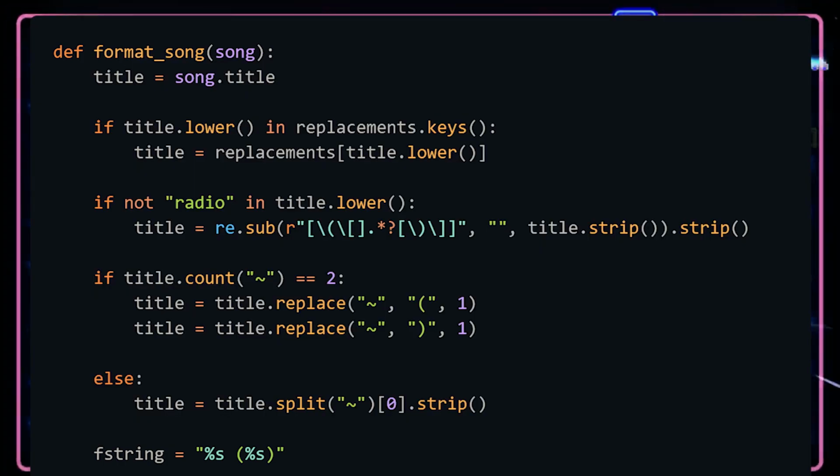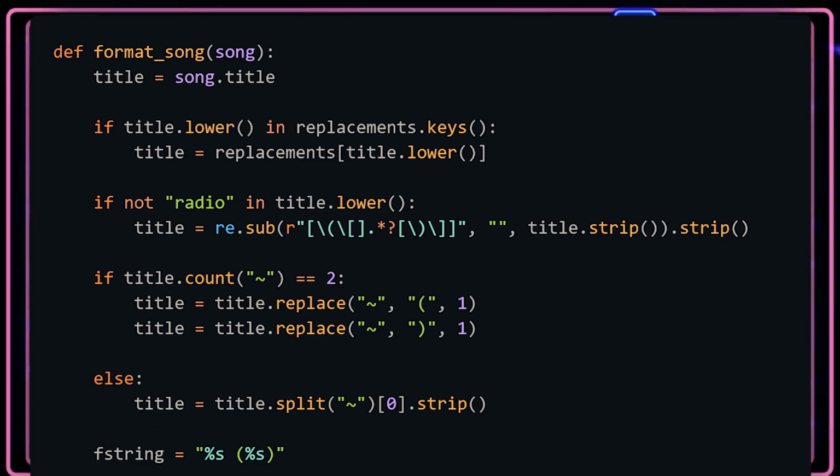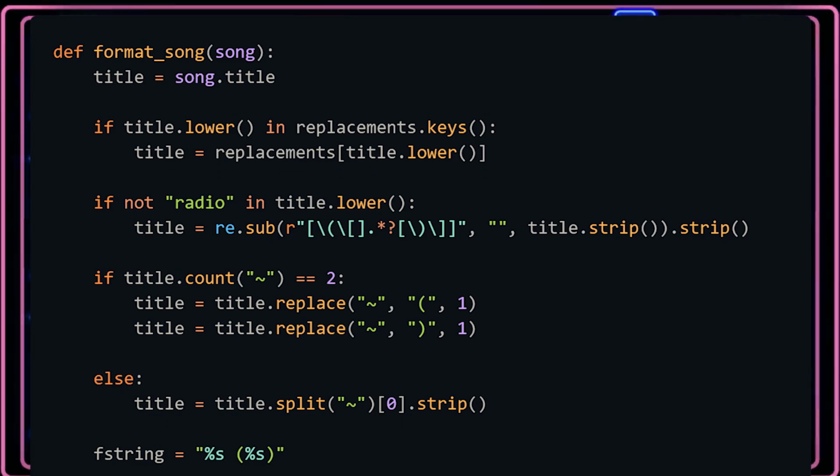The regex sub function, which I am not a regex man, so I did not write this. This is from Stack Overflow. It removes the text between parentheses and square brackets.